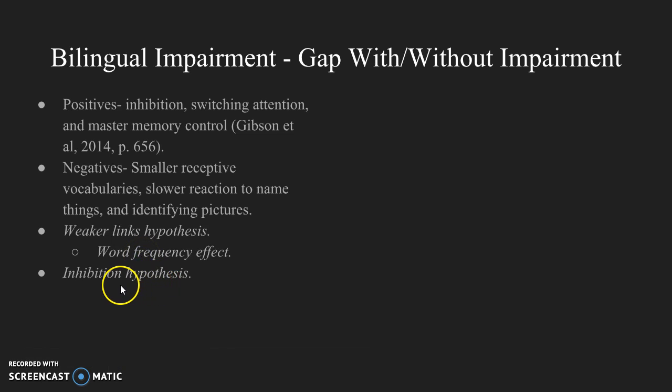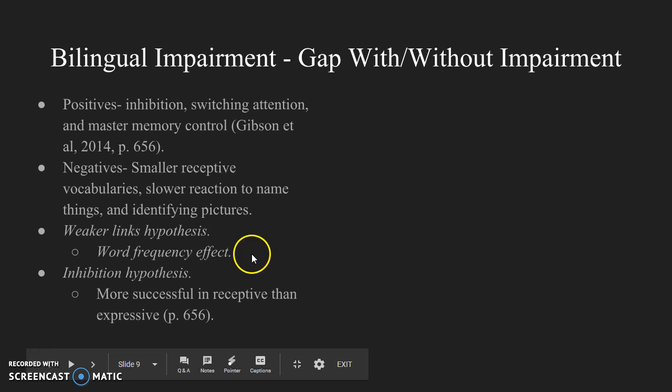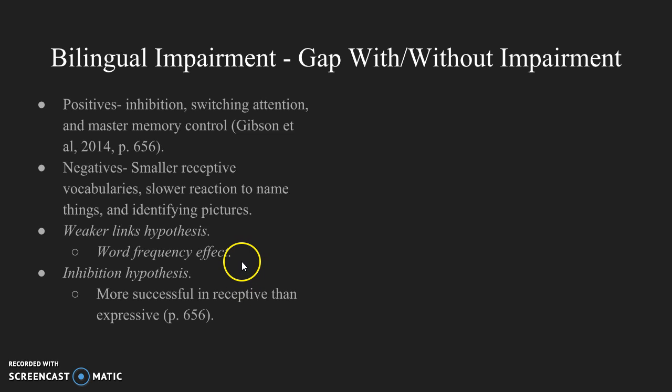The other is the inhibition hypothesis, meaning that the more successful the child is in the receptive, the less successful they will be in the expressive. Within the inhibition hypothesis, a child will think more about what the answer is because of the multitude of languages that they have.